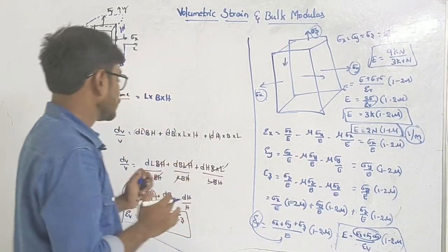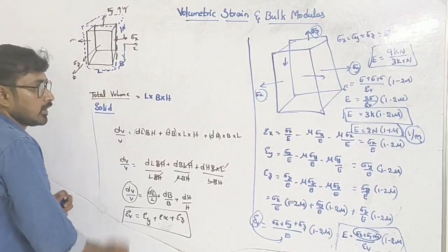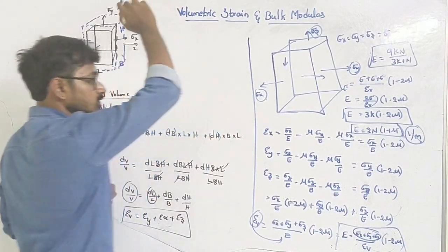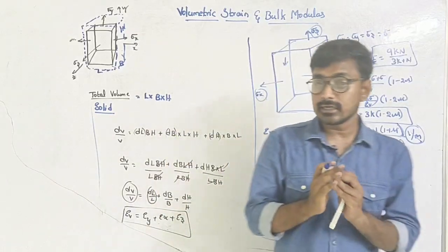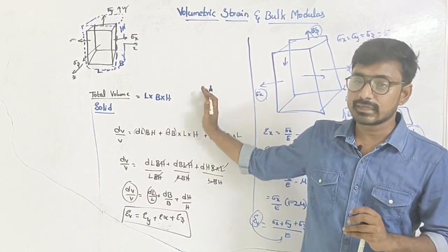So this is our volumetric strain, and this is the relationship between bulk modulus and the volumetric strain. In this way we need to understand the bulk modulus and volumetric strain relationship.